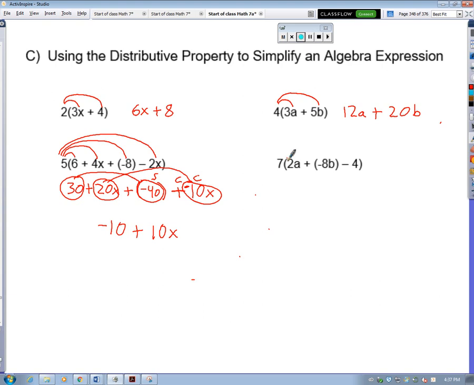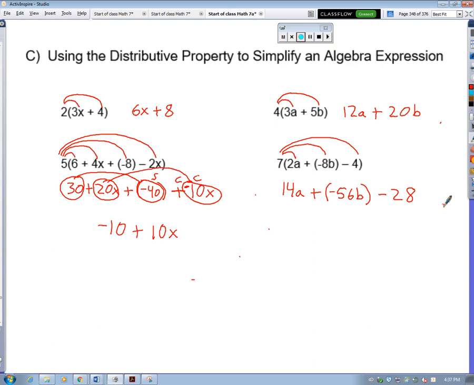Last one here for the distributive property, we have the 7 bomb that's going to go off. It's going to hit everything inside of there. And when it does, it multiplies and we get 14a. Keep your addition sign. And then we have negative 56b. All right. And then we have minus 28.